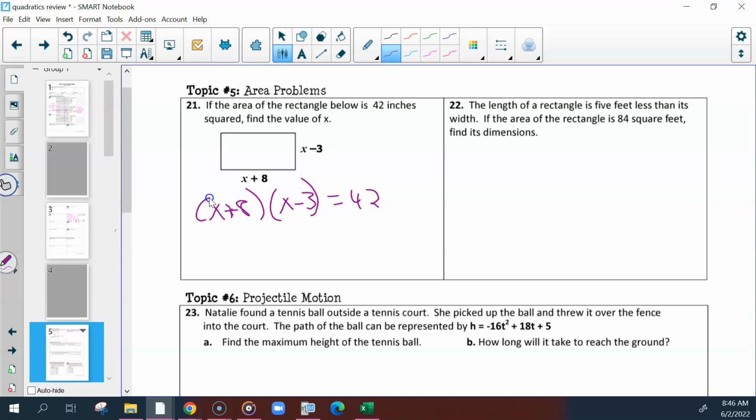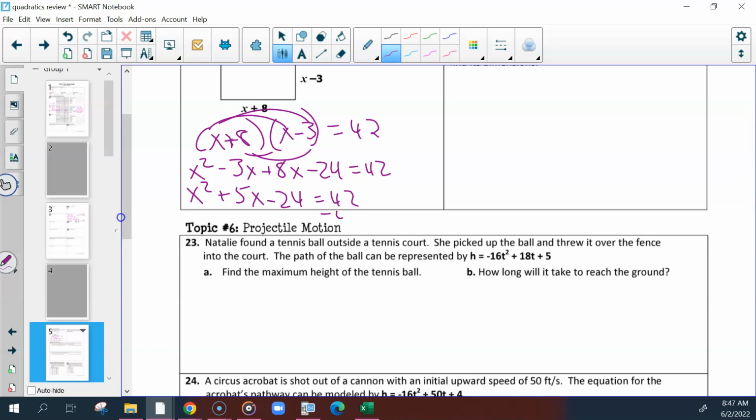Because this is not equal to 0, you need to distribute and then move 42 over. So x squared minus 3x plus 8x minus 24. Combine your like terms. And move 42 over.